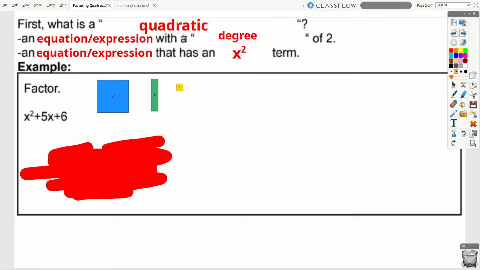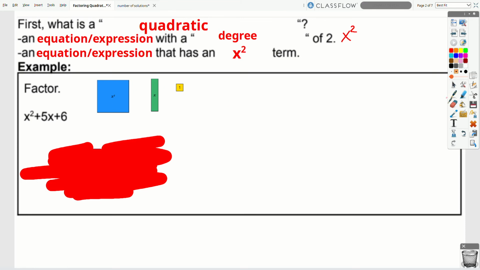So what is a quadratic? A quadratic is an equation or expression that has a degree of 2. That degree of 2 means that the biggest exponent in that equation is a 2. So these equations and expressions are now going to have an x squared term, not just an x term. For example, x squared plus 5x plus 6 is a quadratic because it has that x squared term.